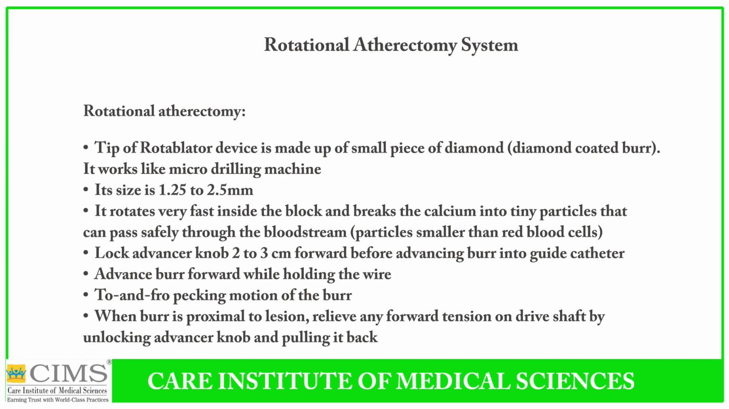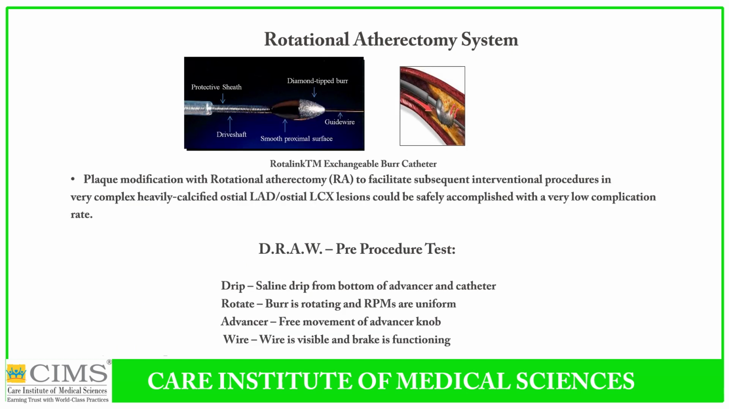For rotational atherectomy, we lock the advancer knob 2 to 3 cm forward before advancing the burr onto the guide wire. Finally, controlling the wire, we advance the burr with a to-and-fro pecking motion. When the burr is proximal to the lesion, relieve any forward tension by unlocking the advancer knob and pulling back. As you see here, rotablation causes plaque modification and debulking, facilitating further interventional procedure.